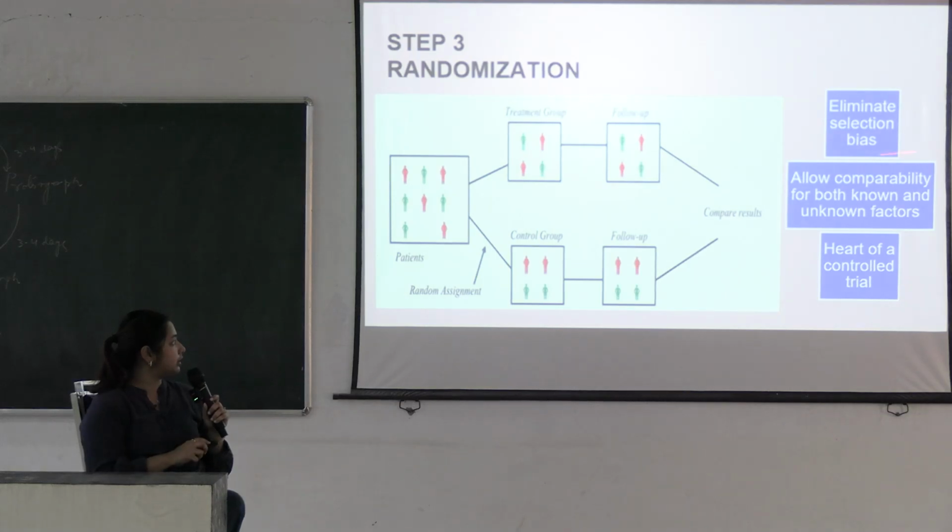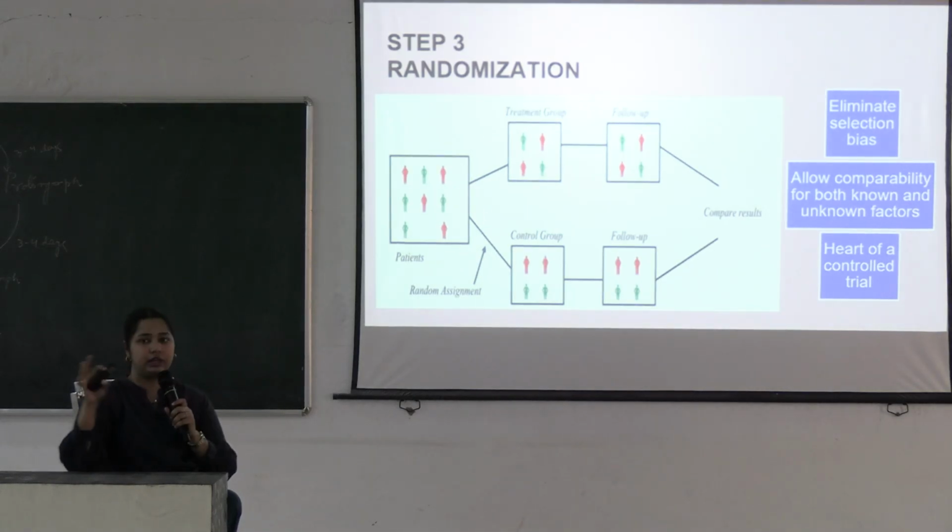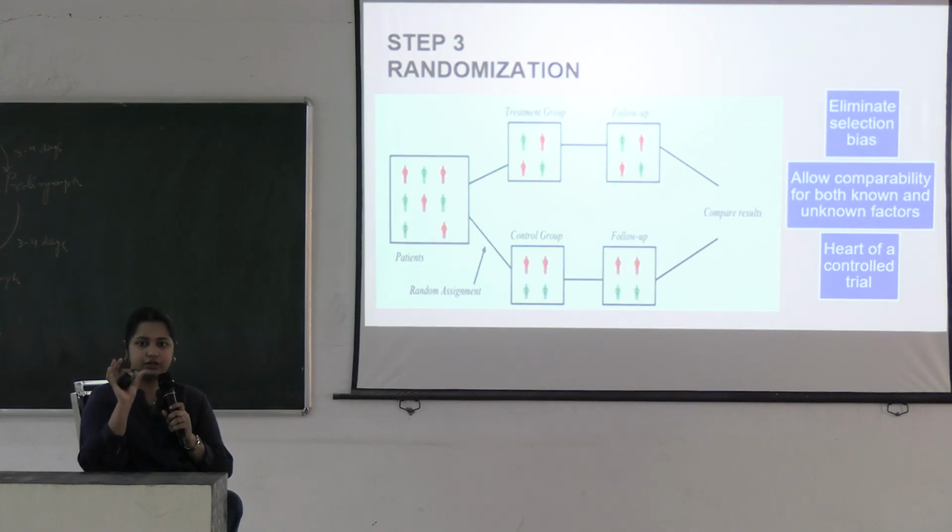Then it allows comparability for both the known and the unknown factors. If the people are randomly assigned to these two groups without anyone's control, you are distributing the factors equally, because you want to just test the efficacy of that intervention, right? You do not want interference from other factors. You just want to study that exposure's efficacy. Otherwise, you cannot test the efficacy of that particular single exposure that you want to give. So you have to make the other factors similar in both groups.